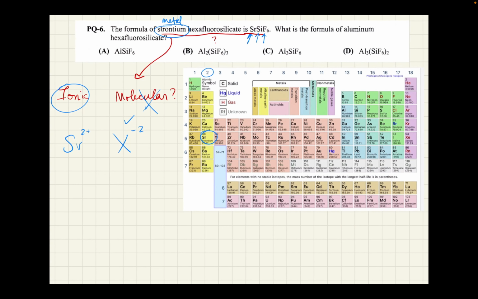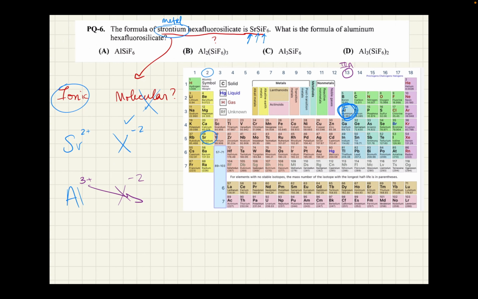So, aluminum is right here on the periodic table. This is main group 3, or we call it 3A. That means it has 3 valence electrons, or that it likes to make a +3 charge. And then we have the hexafluorosilicate with -2 charge. So, what must their ratios be in order for them to balance each other out?